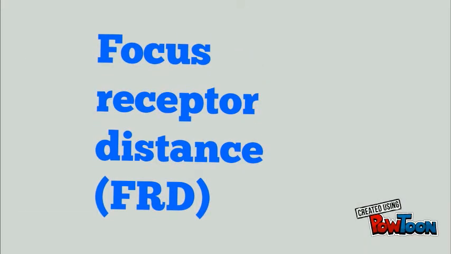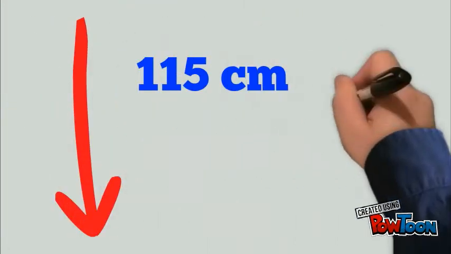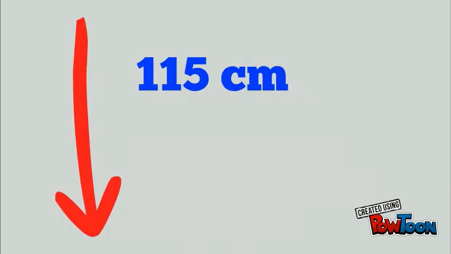The focus receptor distance, also known as the distance from the cassette to the X-ray tube, should be 115 cm unless stated otherwise.